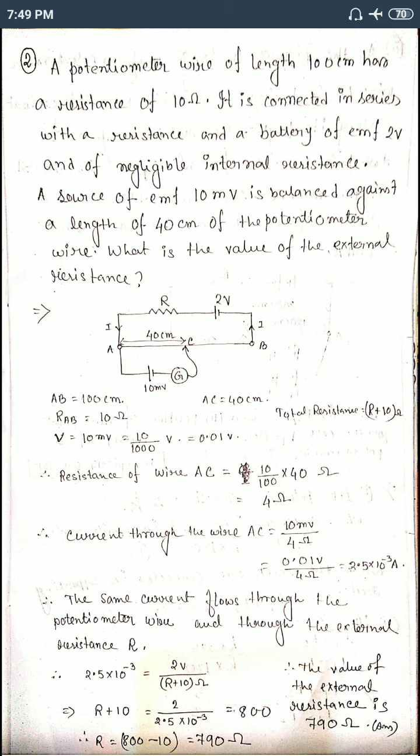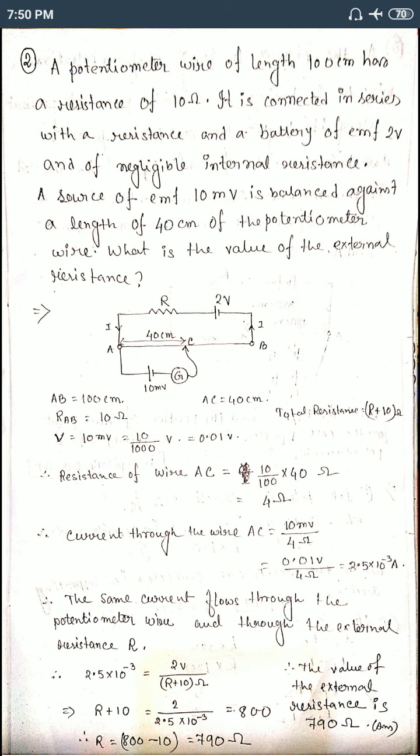So I equals V by R. V is given, that is 2, R is R plus 10, and I we already found. From here, if we calculate and simplify, we get R equals 790 ohm. So the value of the external resistance is 790 ohm. I hope it is clear stepwise.